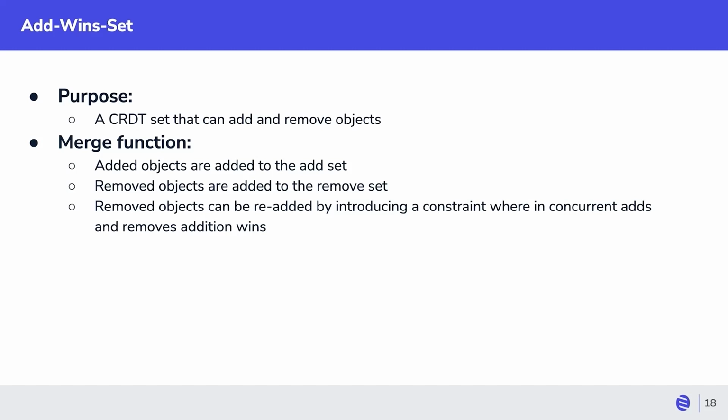So similar to the PN counter, I will have two separate sets. One is an add set and one is a remove set. When I want to add something, I add it to the add set. And when I want to remove something, I add it to the remove set. The net value of this set looks at the objects that are added, and if they don't exist in the remove set, then it concludes that those objects exist.